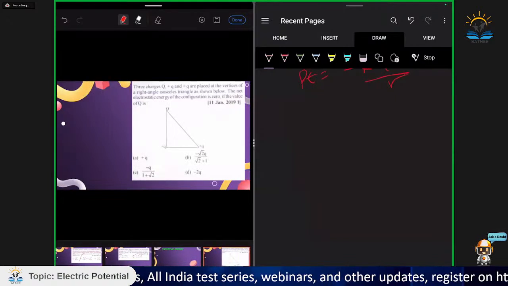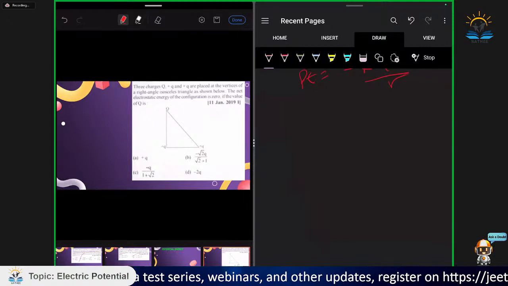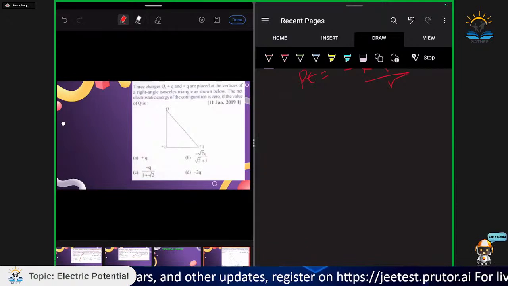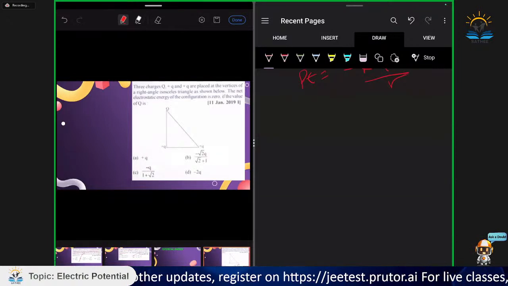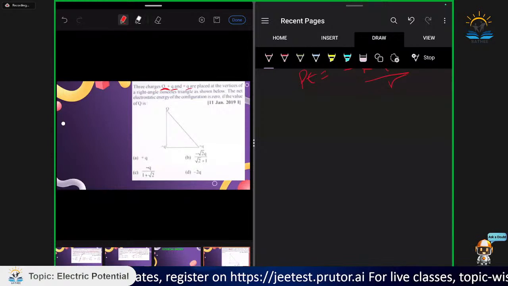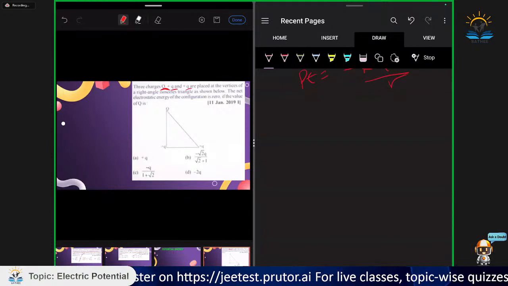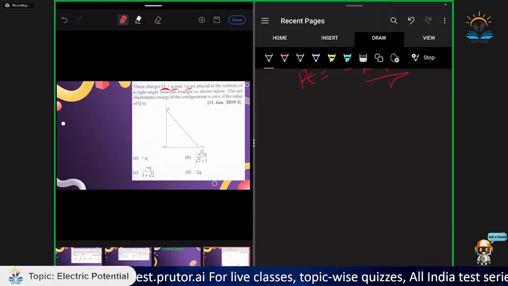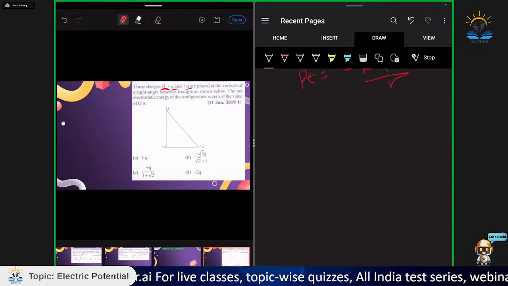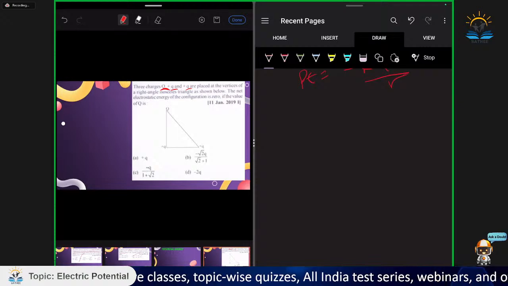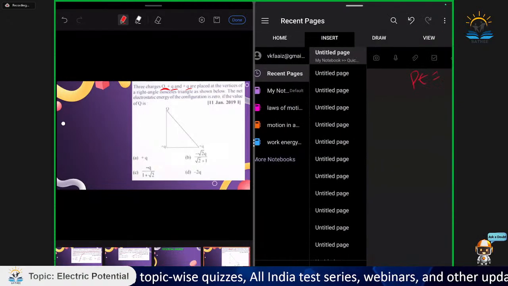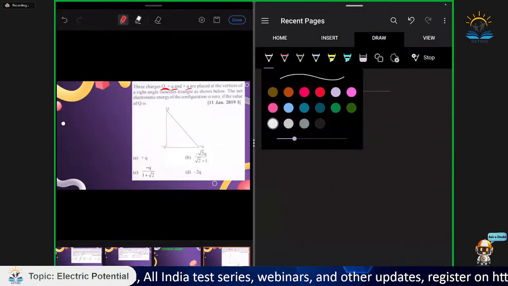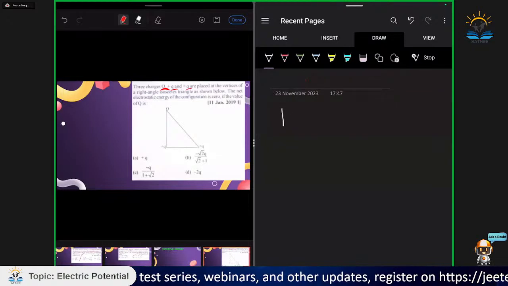Let's get into our question. Three charges Q, plus Q and plus Q rest at the vertices of a right angle isosceles triangle as shown below. The net electrostatic energy of the configuration is zero. The value of Q is? The net electrostatic potential energy of the system is zero. Easy.